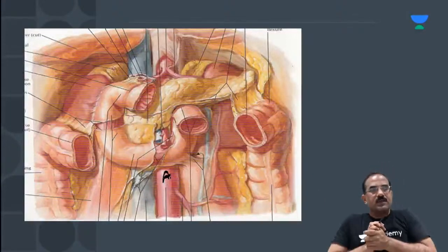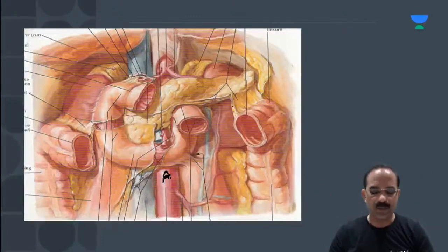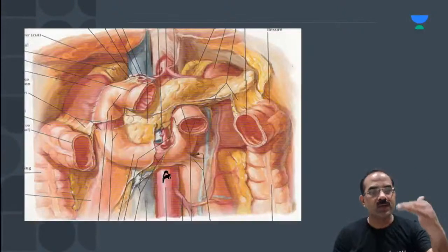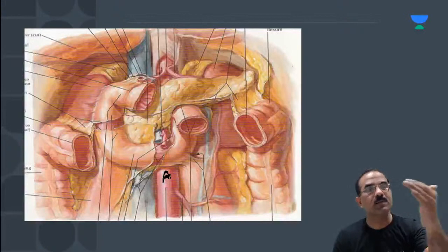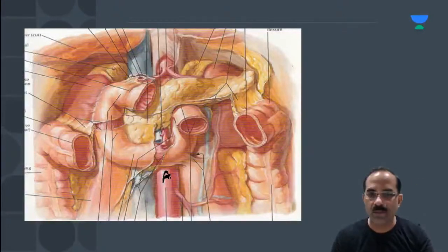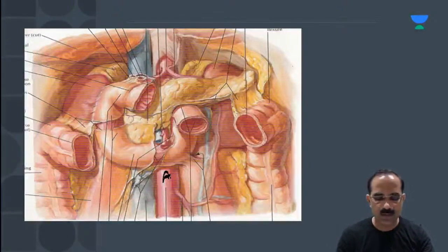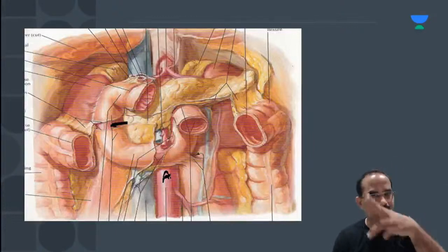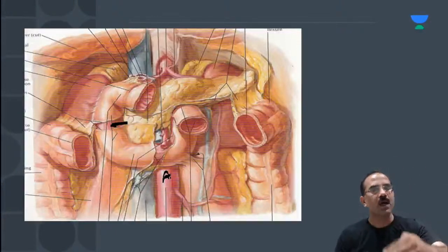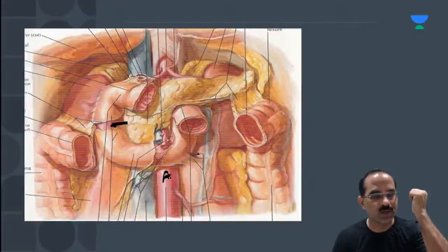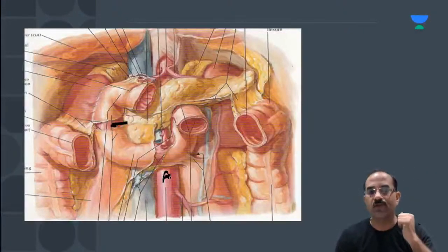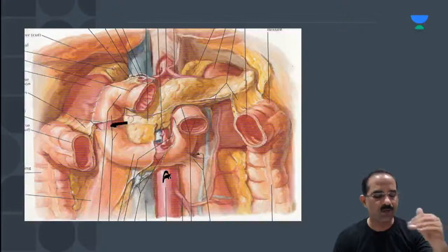Students, if you can answer this: what is the blood supply of the duodenum? You know, the duodenum is partially derived from the foregut and partly from the midgut. What is that level? At the opening of the bile duct. Above the opening of the bile duct, that part of the duodenum is derived from the foregut. Below the opening of the bile duct, that part is derived from the midgut.